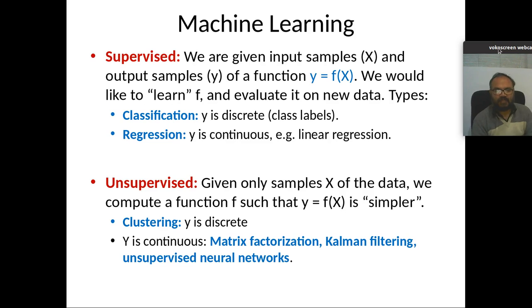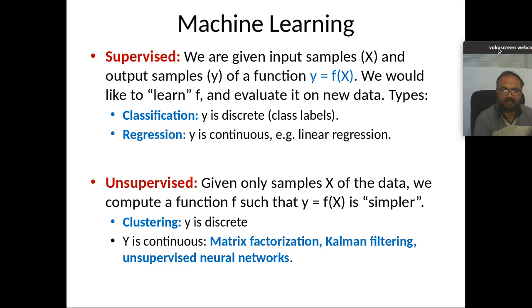So we assume that we have a data set, called a training data set, where we have access to the input samples x and the corresponding labels or output samples y. Once we train our model, once we learn the function f, we then evaluate it on new data where we have the input samples x, but we don't have y, so we want to predict y for those new samples.